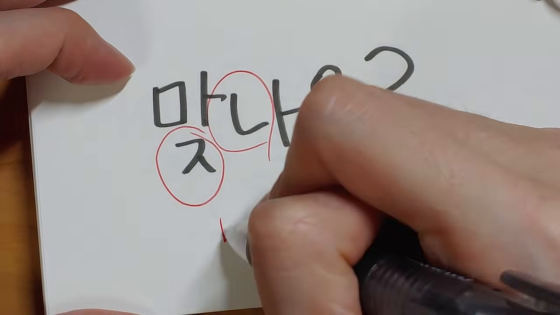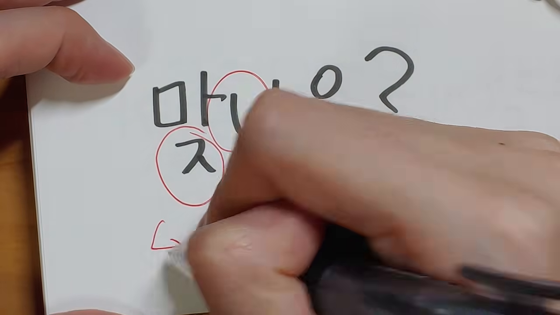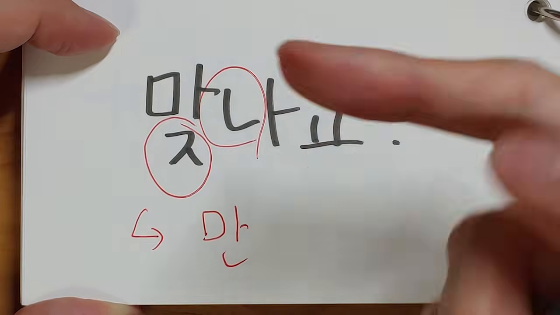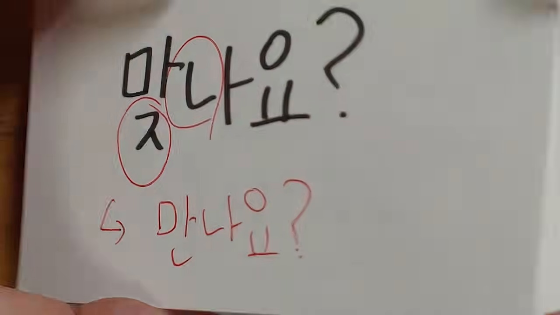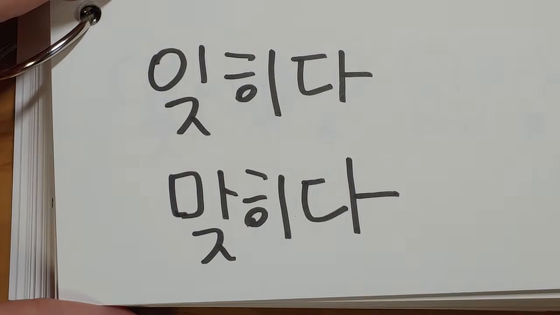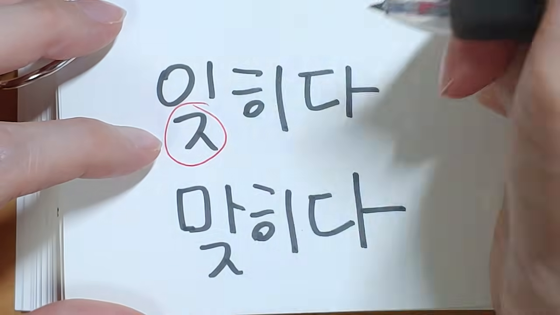그다음에 when 지읒 받침 is combined with 니은, we learned this, right? So I think you guys can guess how it's pronounced. 만나요, right? 만나요. So we can skip this one.